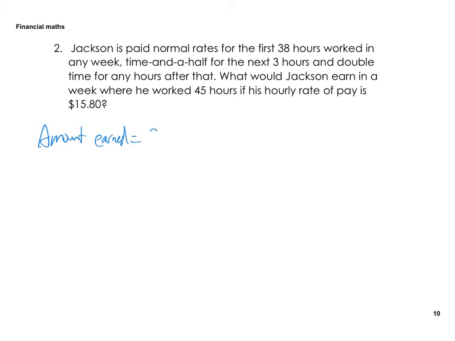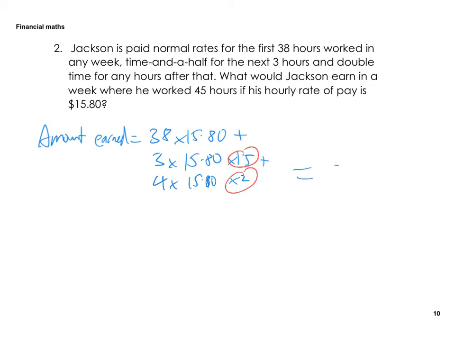So normal is 38 times the rate. Then we have 3 hours times the rate times by 1.5. Now the double time, well, it's 45 hours in total, 38 plus 3, 41. So that means 4 hours at double time. So 4 times 15.80 times by 2. And again, just to clarify, that's the time and a half, that's the double time. Add those all up. 797.9, but we'll call it 797.90 because obviously 90 cents in a dollar.